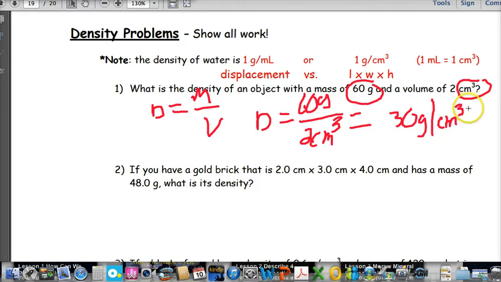So when you divide them, you include both of them. So the units for density are grams per cubic centimeter. So it's 30 grams per cubic centimeter. That's a pretty dense object, right? The higher the density, the more dense it is.